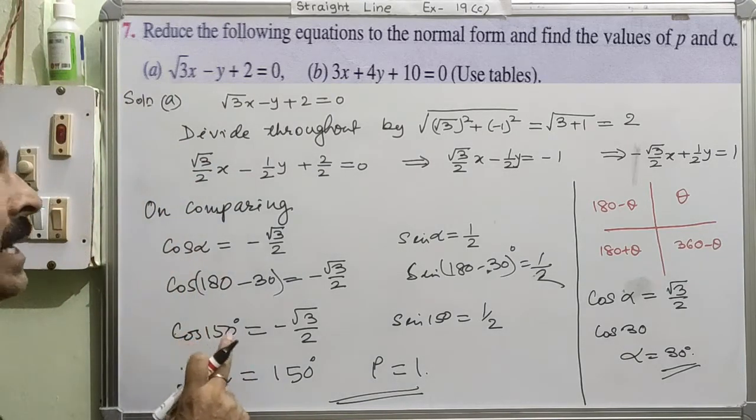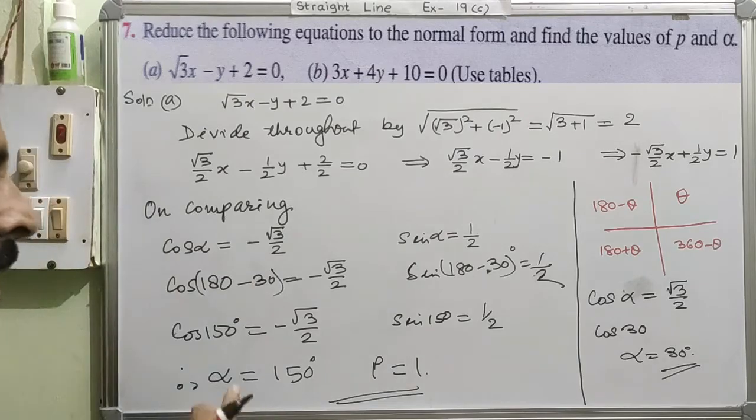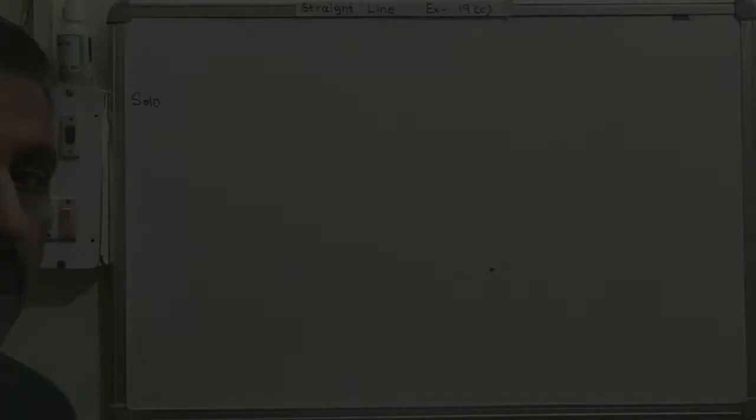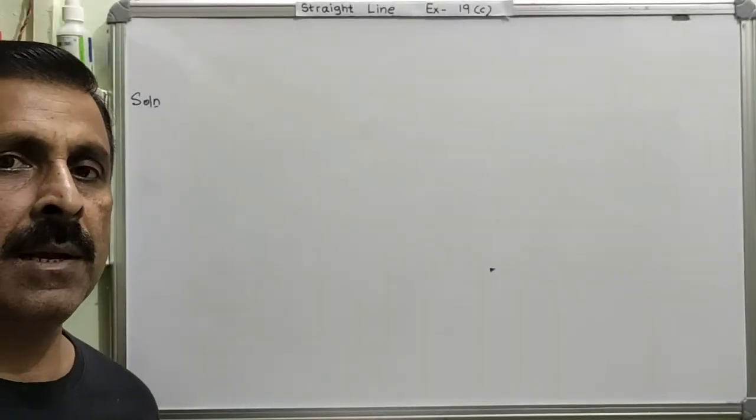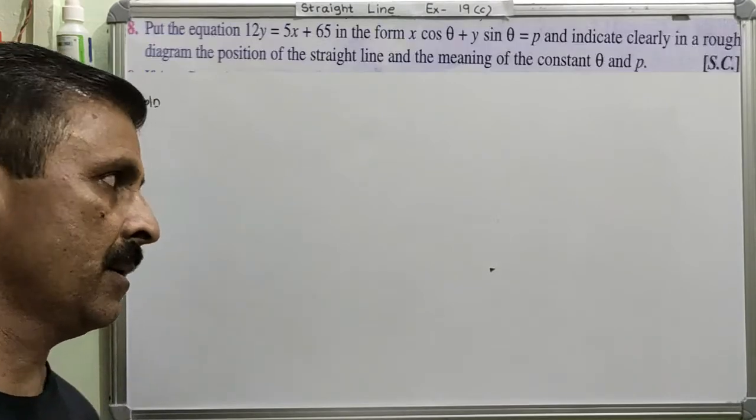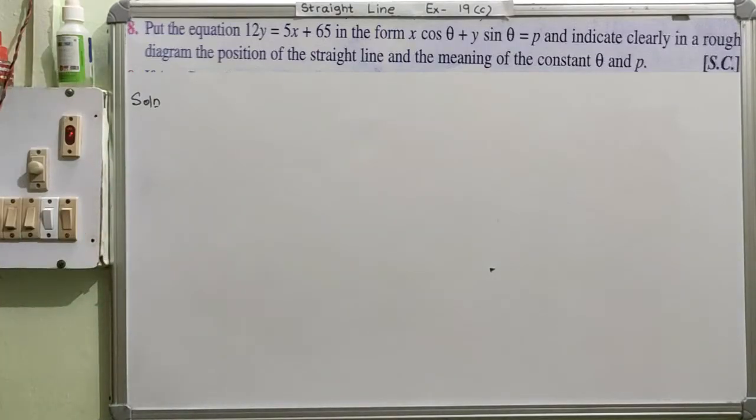So part A I did, part B will be your assignment. After this we will have one more question. Now we are moving on to the last question for the day, question number 8. Look at question number 8. Put the equation 12y plus 5x plus 65 in terms of x cos theta plus y sin theta is equal to p. That means here also the question is asking us to do the same thing.